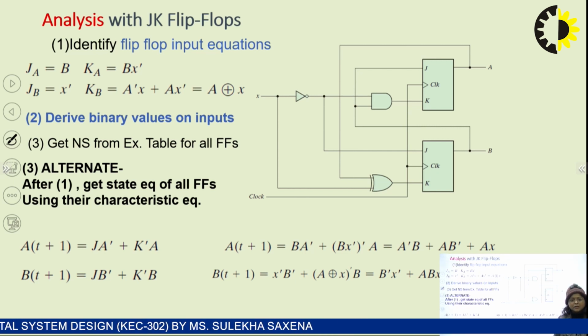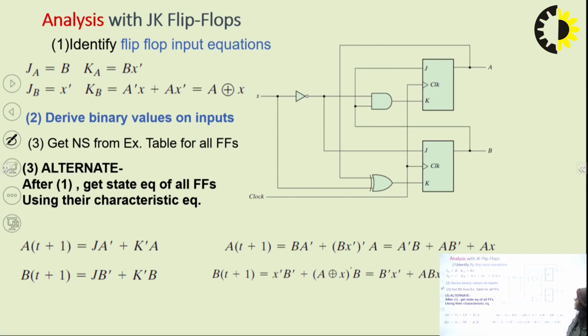In this example, there is one input X, two states A and B. So we write here that JA is equal to B, KA is equal to B into X bar, JB equal to X bar. The characteristic equation of JK flip flop is J into Qn bar plus K bar into Qn.